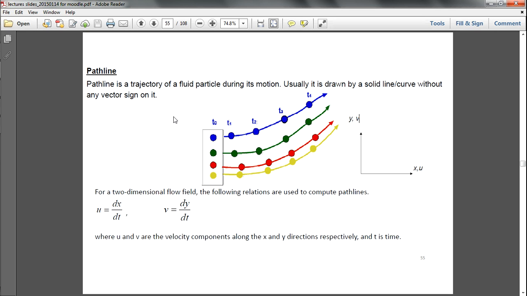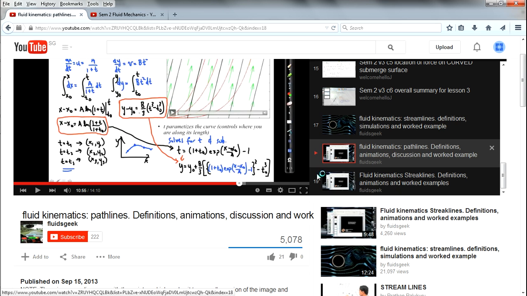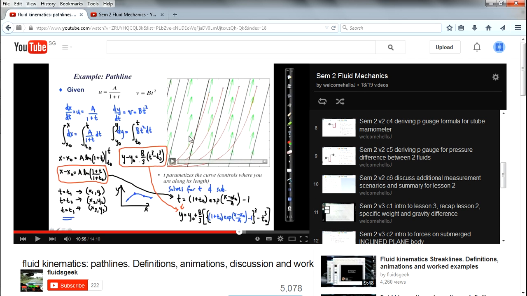So streamline itself is the tangent, the gradient of the curve at every point. Let's say this point is going in this direction, so the streamline itself is parallel to wherever your vector field is moving. If you were to watch the previous video, where you can come here, put it inside the playlist, this is the vector field, right?